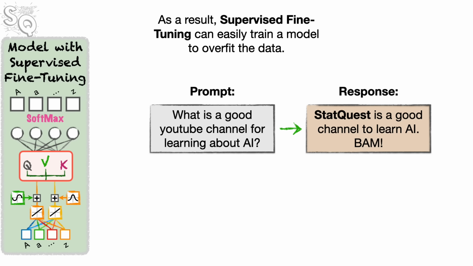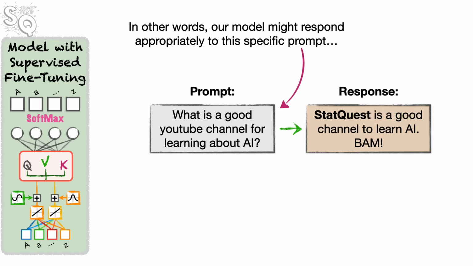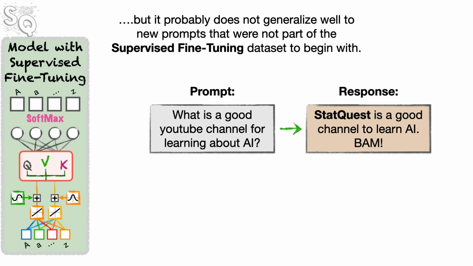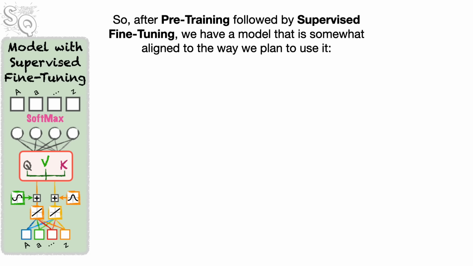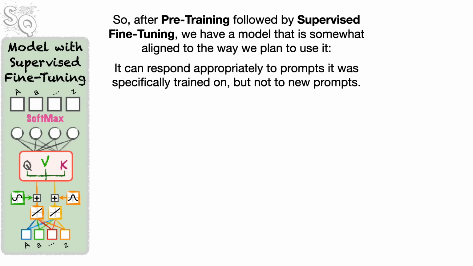As a result, supervised fine-tuning can easily train a model to overfit the data. In other words, our model might respond appropriately to this specific prompt, but it probably does not generalize well to new prompts that were not part of the supervised fine-tuning dataset to begin with. So, after pre-training followed by supervised fine-tuning, we have a model that is somewhat aligned to the way we plan to use it. It can respond appropriately to prompts it was specifically trained on, but not to new prompts.